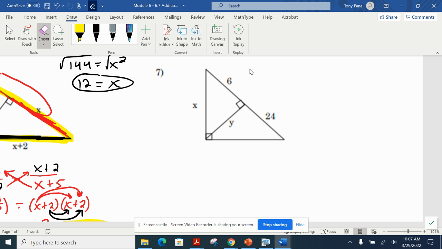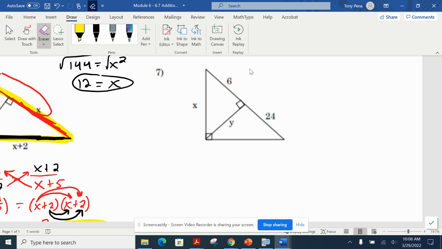Wait, what was the 180? I just did 180. 30 times 6. Is 30 a perfect square? What two numbers did you use to get 180? Oh, 36 and 5. Yeah, the 36 is the perfect square.